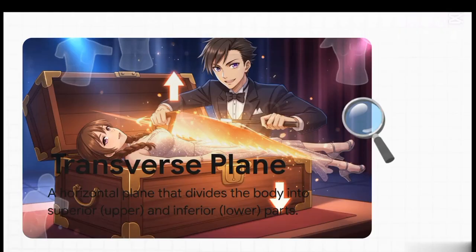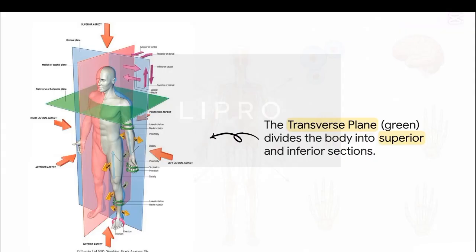Okay, our third and final plane is the transverse plane. Now, unlike the other two, this one's horizontal. It slices the body into a top half and a bottom half, kind of like the classic magician's trick where they saw a person in half. This gives us a superior or upper part and an inferior or lower part. And there it is, shown in green. This kind of cross-section gives us a totally different view of everything inside the body.